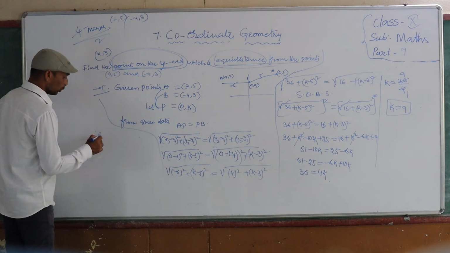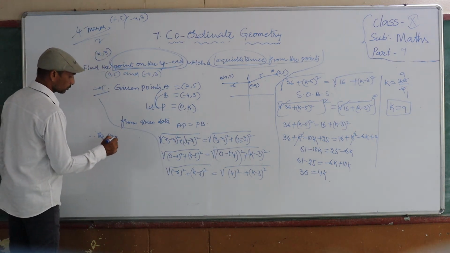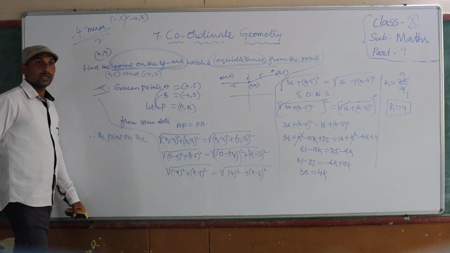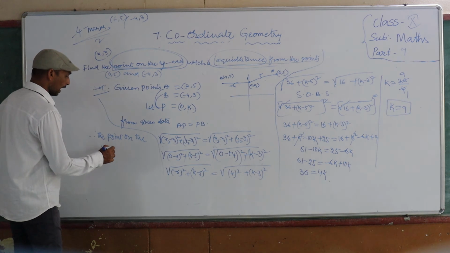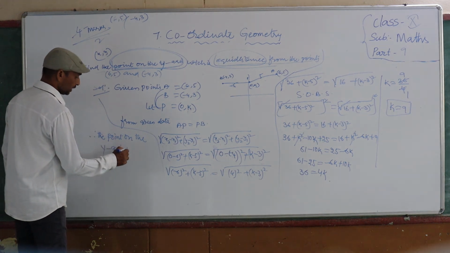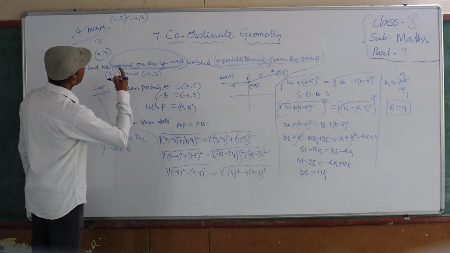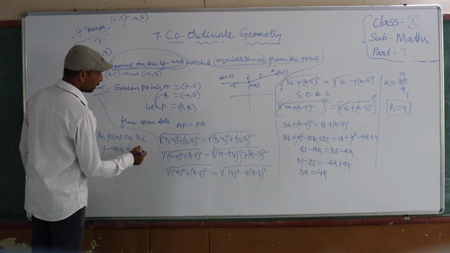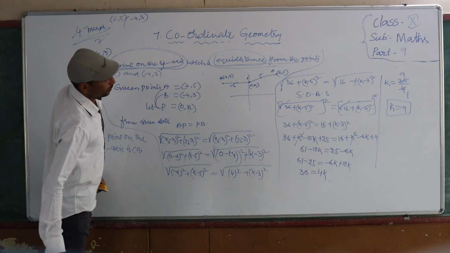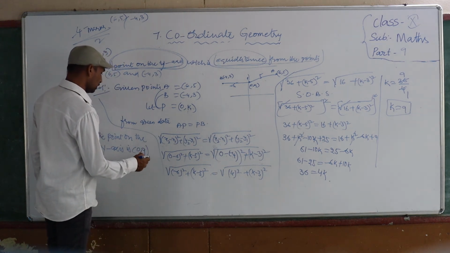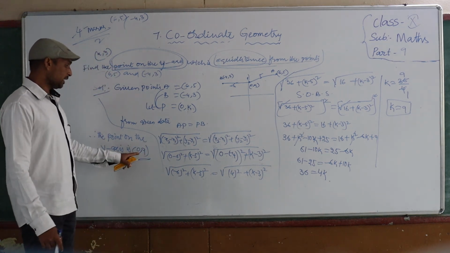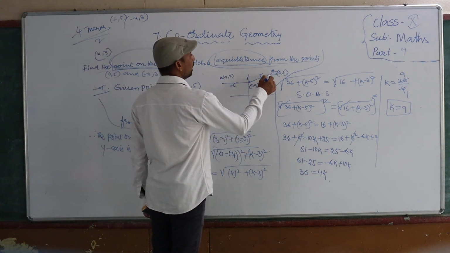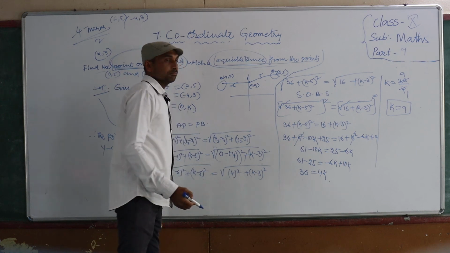Therefore, the point on the y-axis is what we took first, (0, k), nothing but the (0, k) value. How much are we getting? 9. So (0, 9). This point is equidistant from A and B.